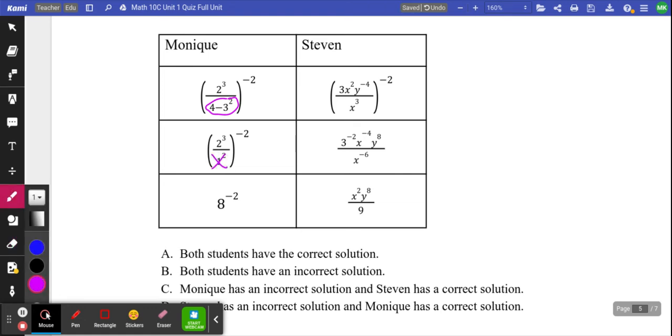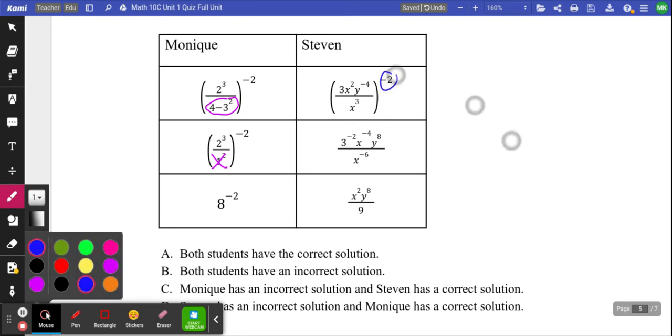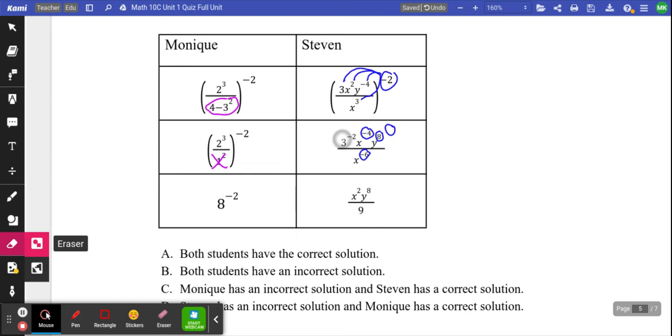Okay, looking at Stephen. First thing I noticed about Stephen, this is gone. Okay, so let's see if he did it properly. The way to get rid of that properly would be to multiply it in to all the exponents. Okay, so let's see if he did that properly. -2 is correct. 2 times -2 is -4, that's correct. -4 times -2 is 8, that's correct. And 3 times -2 is -6, that is correct. So far, Stephen is doing good.